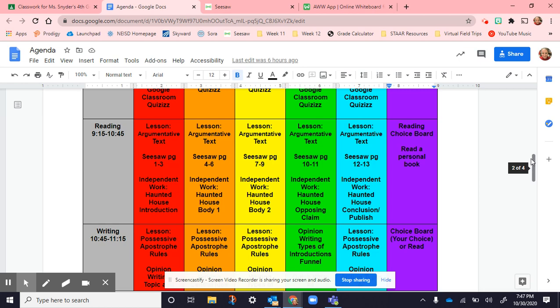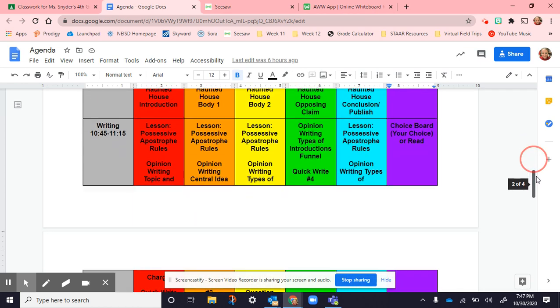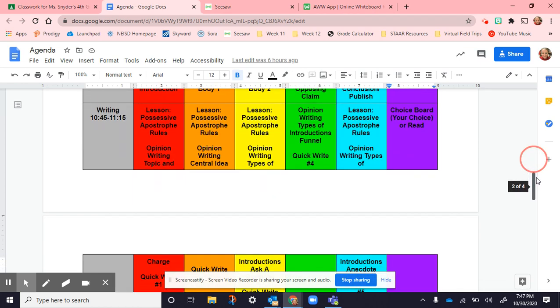There's reading. All right, then in writing today, we didn't work on the apostrophes. I'm going to take that off. Students were doing really well with those, so I spent more time on this. We needed a little bit more help in the opinion writing section.